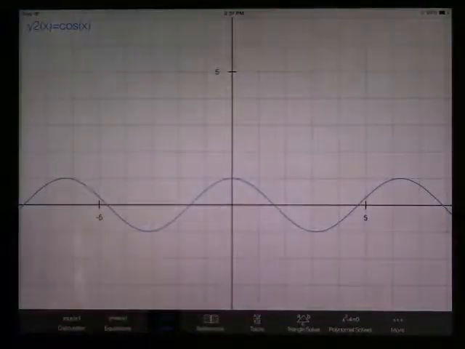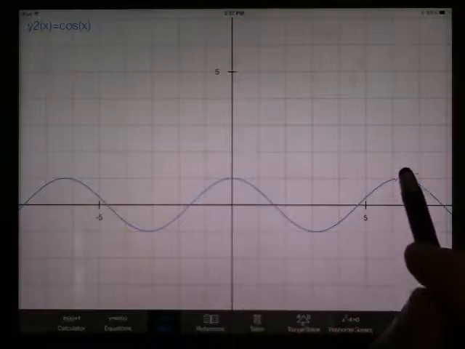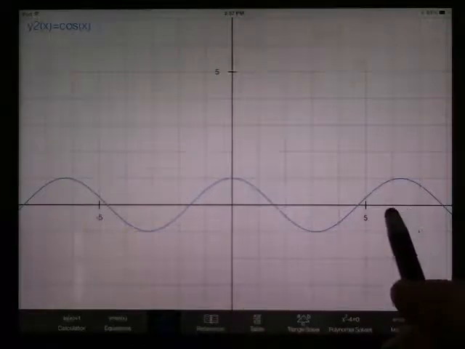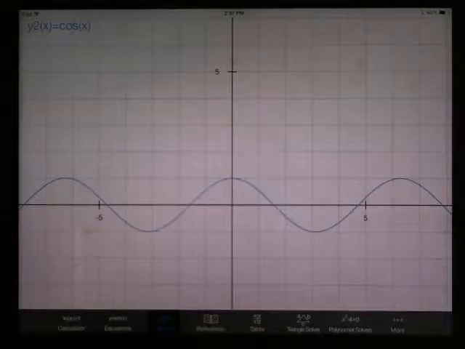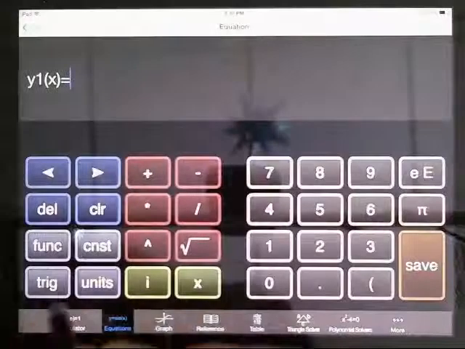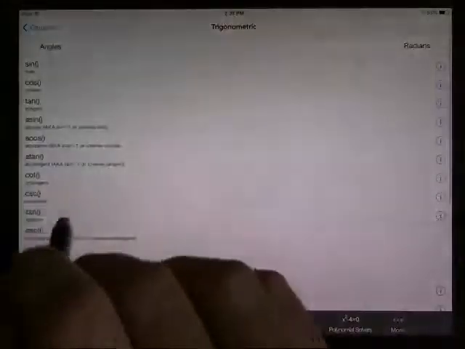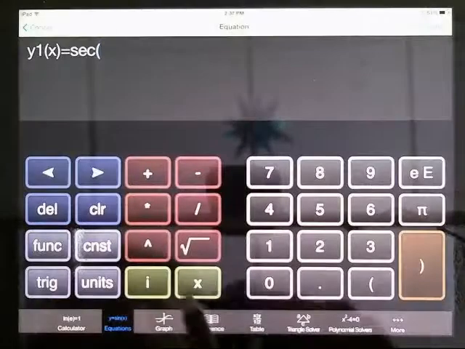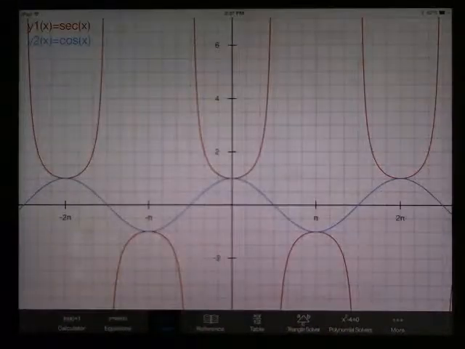I will give you a nicer looking view on the graphing calculator. There's the cosine curve. Notice that one period is just a little bit bigger than 6 there. That's 6.28. That's 2 pi. Let's put in red here the secant function. Secant of x, save it, and draw me the graph, and there it is.